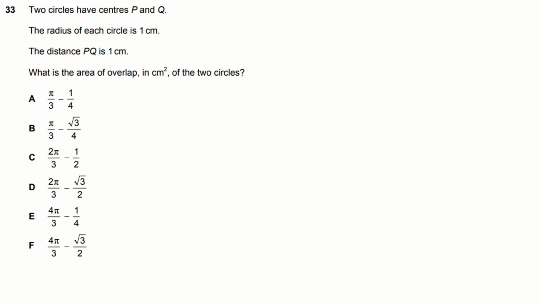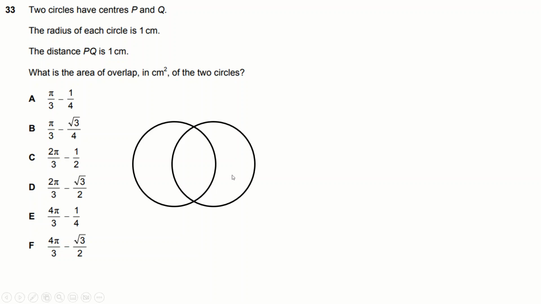Okay, 33. 2 circles have centers P and Q. Radius of each is 1. Distance from P to Q is 1 as well, which basically means they look like this, where we've got circle radius 1. The distance from the center to the other center is also 1, so they sort of go through each other's centers.